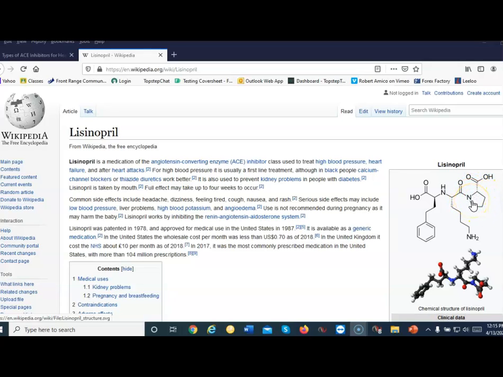Actually, I think it's a tripeptide. Let me see real quick. No, it's a dipeptide. It just has this proline-like group to it, and then it has these two R groups to it. And it's isolated. It does say here somewhere it's isolated from the pit viper. So it says here that it's for high blood pressure. It's an ACE inhibitor.